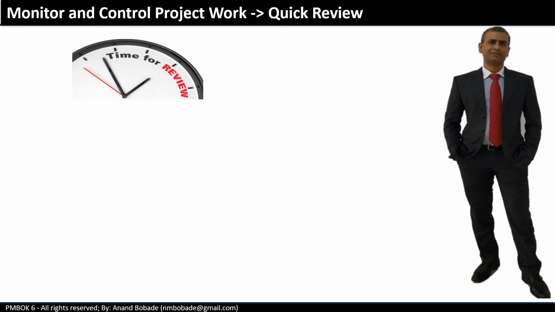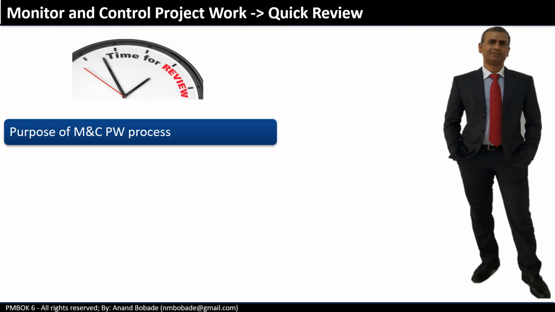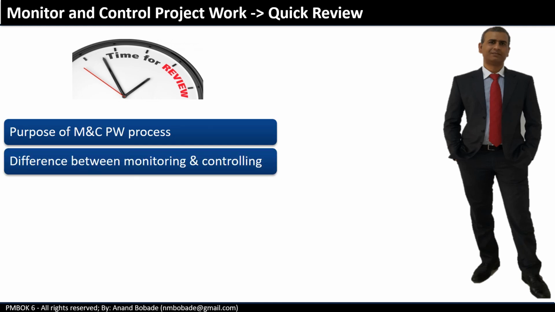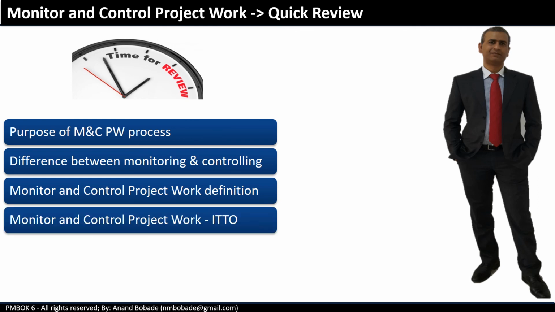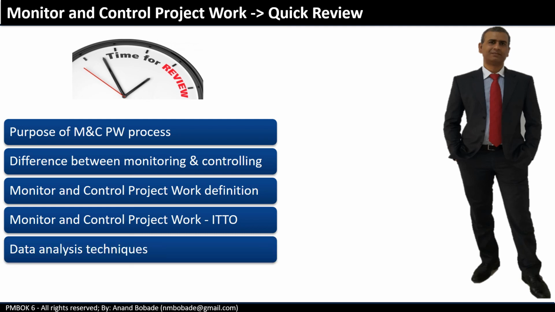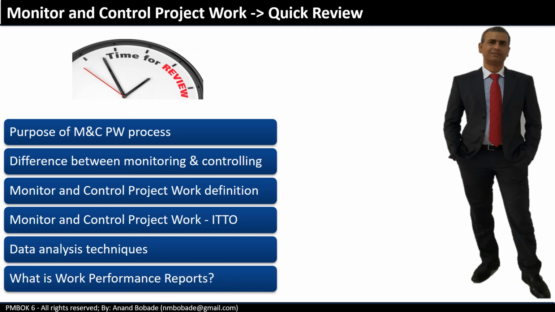Good job! You have completed one of the key processes used only by the project manager, that is monitor and control project work. Let's do a quick review of the topics covered so far. We started with understanding what the monitoring and controlling process is. We also discussed the difference between monitoring and controlling activities. We talked about the process definition. We went through inputs, tools, techniques, and outputs. We also discussed various data analysis techniques like root cause analysis, cost benefit analysis, variance analysis, etc. And finally, we also discussed the work performance report.